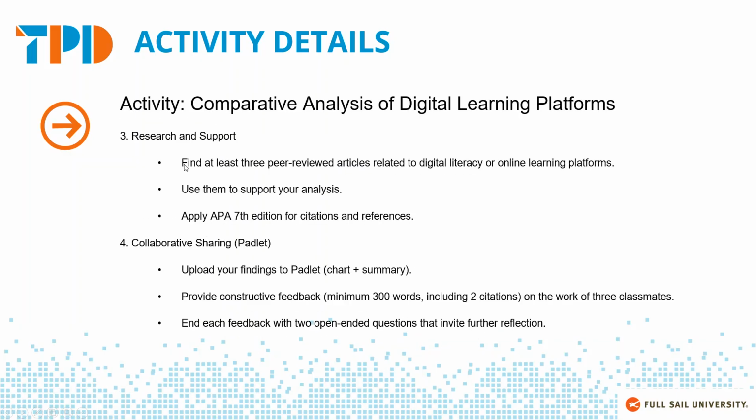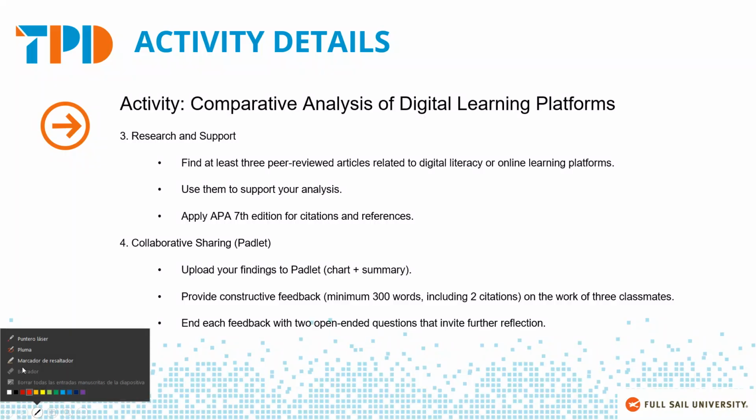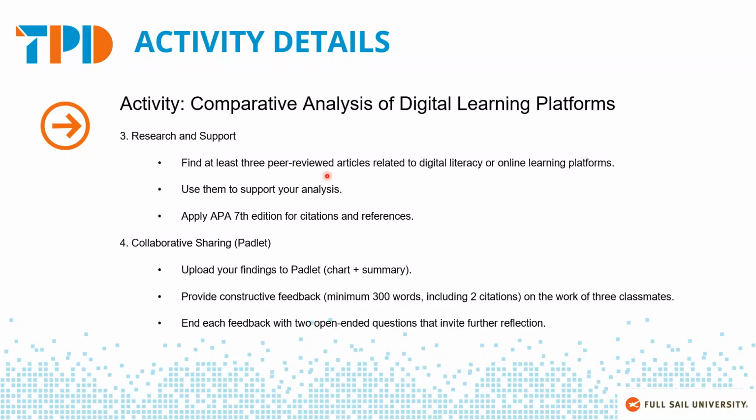The next part of the activity is research and support. They are going to find at least 3 peer-reviewed articles related to digital literacy or online learning platforms. They are going to use them to support the analysis. They are going to apply the APA 7th edition for citations and references. And the last thing, they are going to collaborate in Padlet.